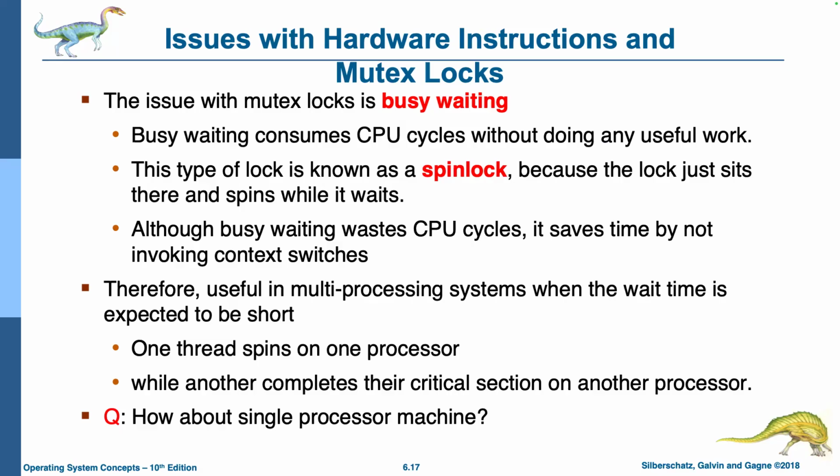Question: how about a single processor machine? Maybe 20 years ago, all CPUs were single processor, single core. On a single core, can we use a spin lock? Yeah, it'd be a big waste. In single core CPUs, it's impossible to do physically parallel work. One thread takes the core, and when the other thread comes, they must do a context switch. If you use a spin lock here, it's totally a waste. It's meaningless. Okay, now you know that.